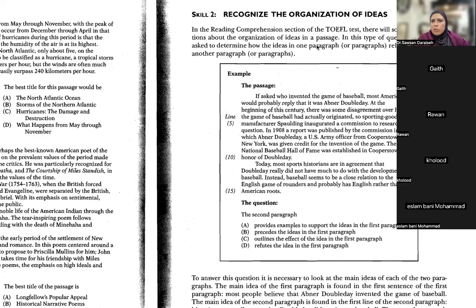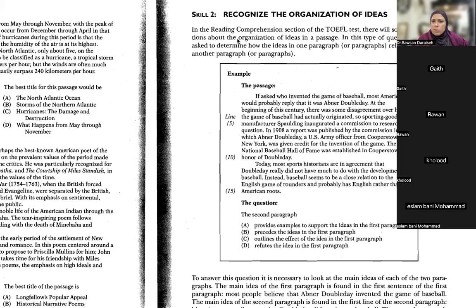In this type of question, you will be asked to determine how the ideas in one paragraph or paragraphs relate to the ideas in another paragraph. This is about what, and this is about what. Sometimes there will be things that help you, certain words that will direct you to the answer, in an easier way than reading the whole thing.